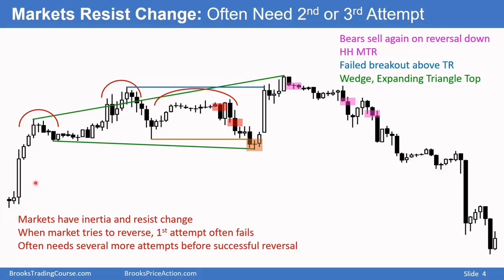We have a bull trend, a bear breakout, and then trend resumption up to a higher high, and the trend resumption up failed twice. That's an expanding triangle top and a reasonable short. If you want, you could simply call it a wedge and say 3 pushes up, 1, 2, 3, even though it's not a wedge shape.